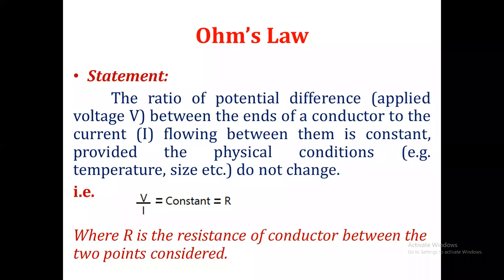Then what is the statement? The ratio of potential difference, applied voltage V, between the ends of a conductor to the current flowing between them is constant, provided that physical conditions do not change. V upon I is equal to constant, which is equal to R, where R is the resistance of a conductor between the 2 points considered.